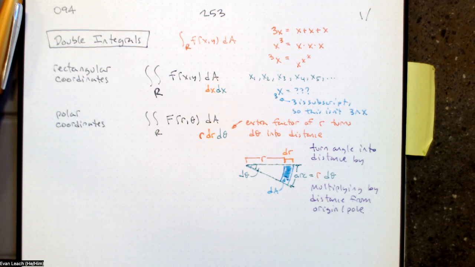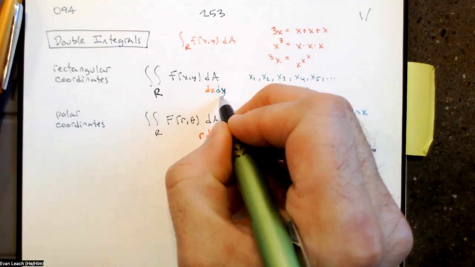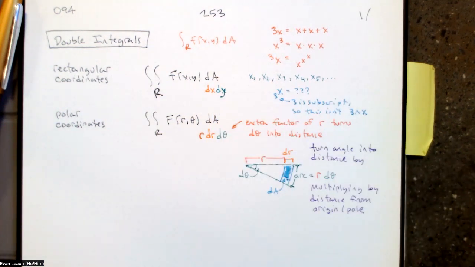The reason for all this difference is that in rectangular coordinates, x and y are both a distance. In polar coordinates, only r is a distance. So dx dy, I wrote dx, dx, spelled y wrong, so dx dy is distance times distance. Dr d theta is distance times angle, but dr times r d theta, that's distance times distance. So that gives us an area. So in both cases, dA is just some small piece of the region R.